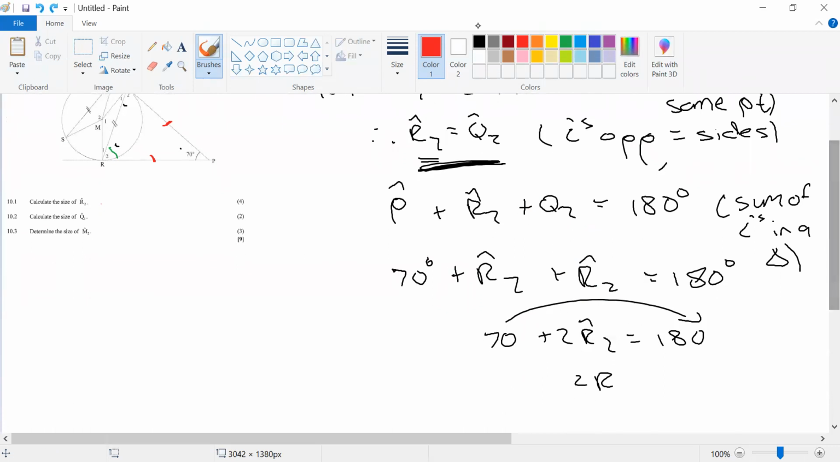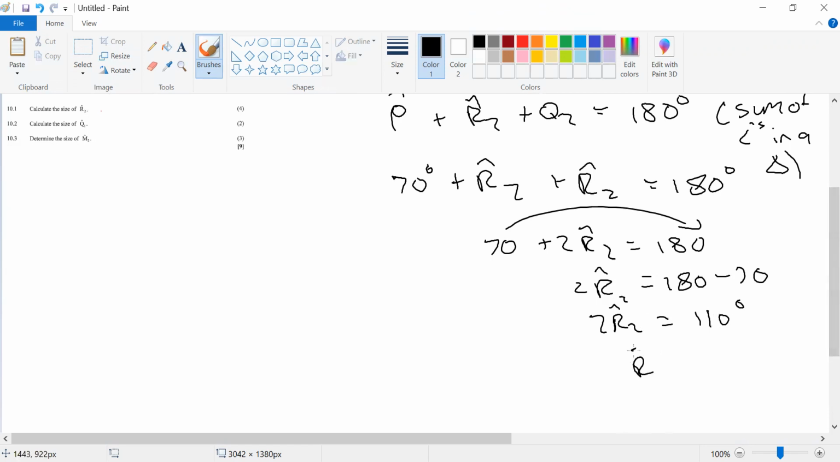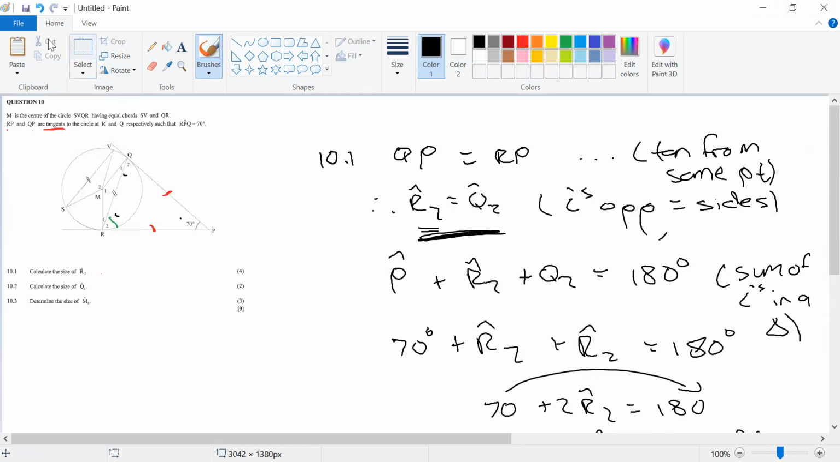All right, no problem. It's always good to ask. So 2R2 is equal to 180 minus 70, which is 110 degrees, and R2 is equal to 55 degrees. All right, so that's all well and good. Now let's look at the next part.